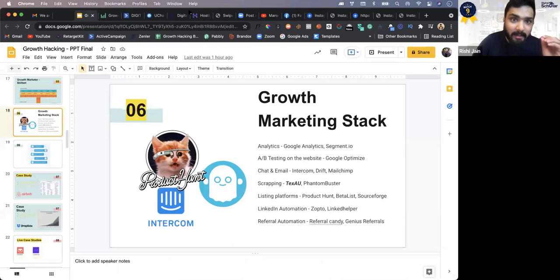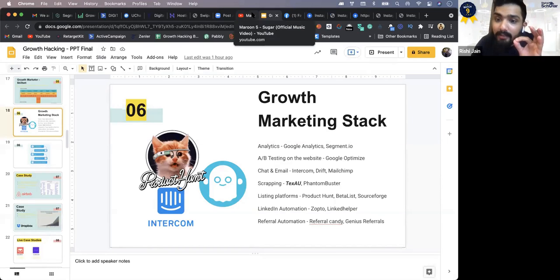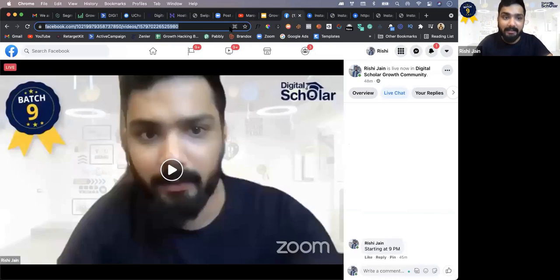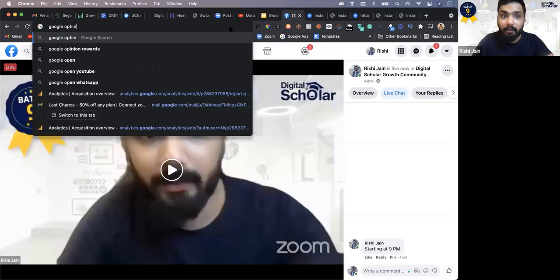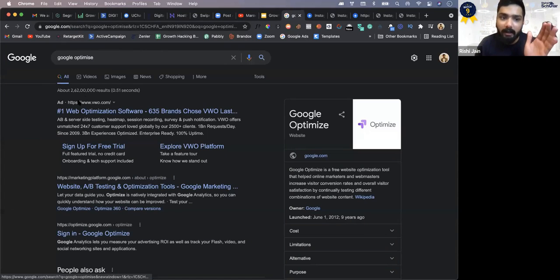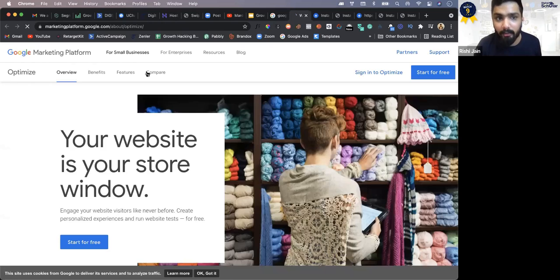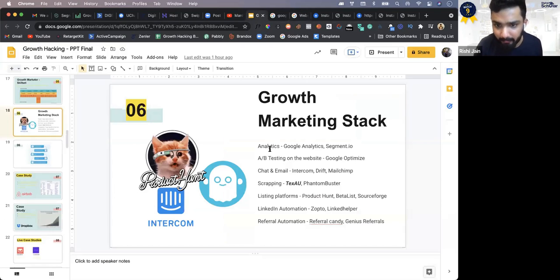So this is all about A/B split testing. What sites can you use free of cost? One of the sites you can use is Google Optimize. You can do A/B split tests using Google Optimize, and it's free of cost altogether. Okay, next.